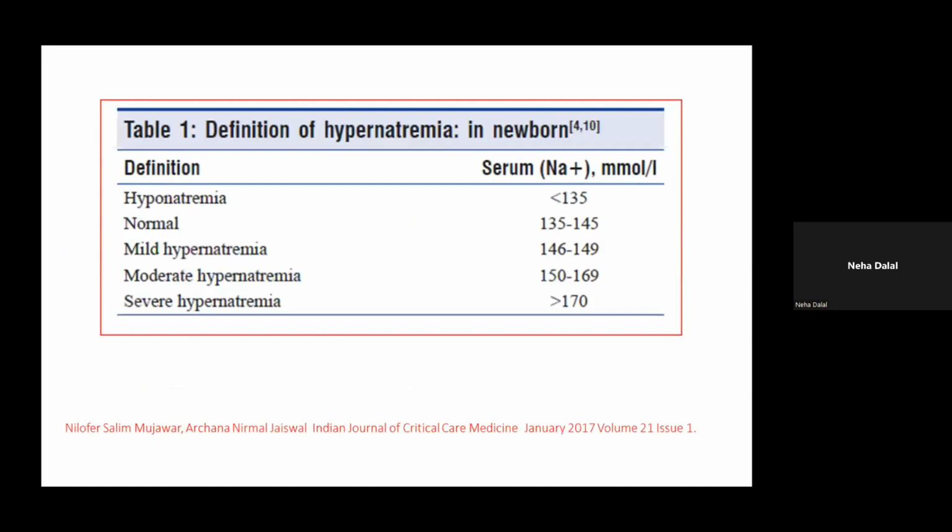Now, talking about hypernatremia, the normal levels of sodium are between 135 to 145 millimoles per liter. When it is less than 135, it is labeled as hyponatremia. Further, mild, moderate, and severe hypernatremia are classified as ranging between 146 to 149, moderate is more than 150, and any sodium levels more than 170 are labeled as severe hypernatremia.